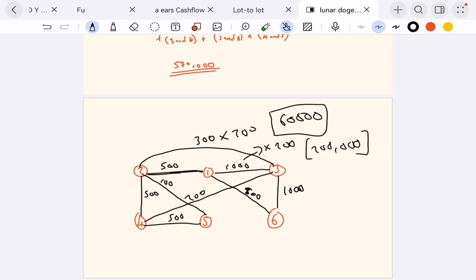So which one do you think is better? Whether we spend 200,000 or we spend 60,000? It's better 60. So that's the reason why we moved the department, because it's better.